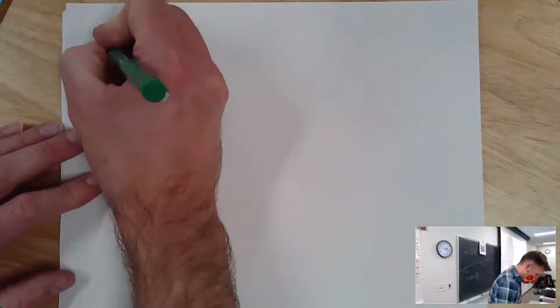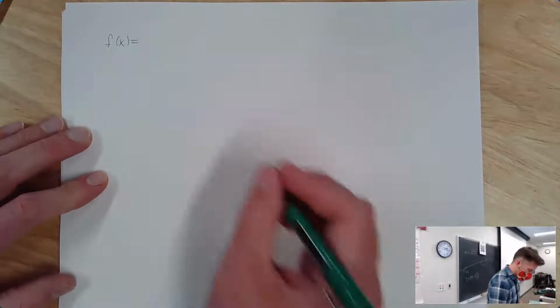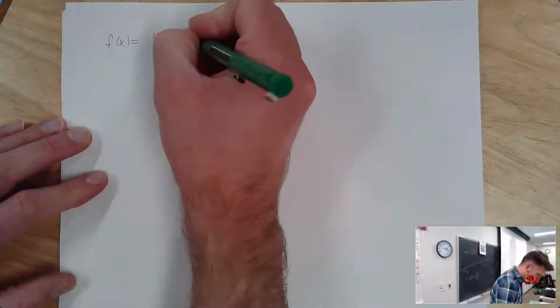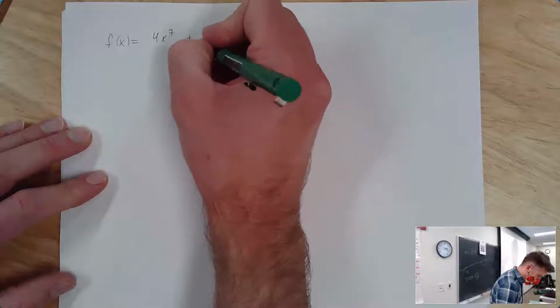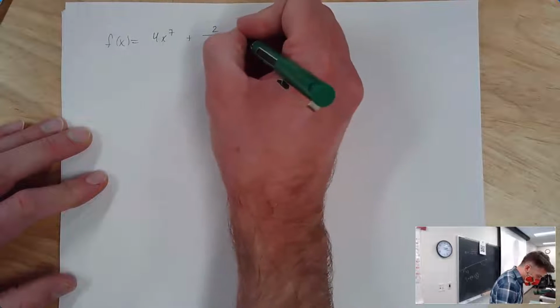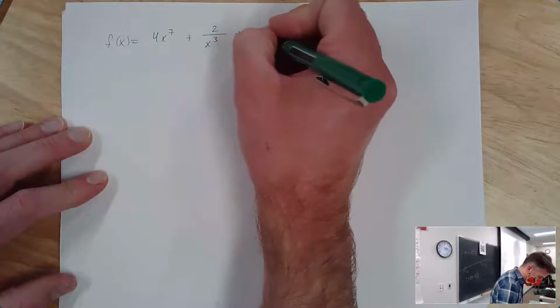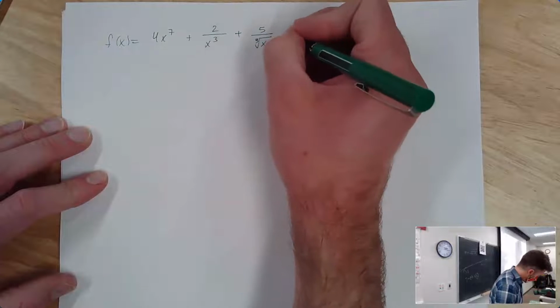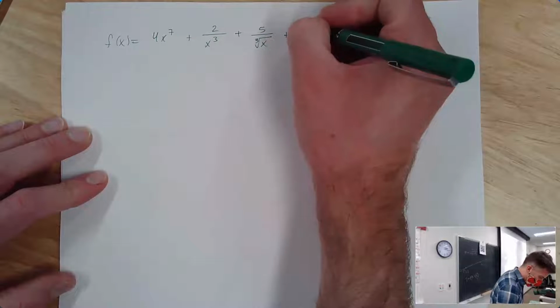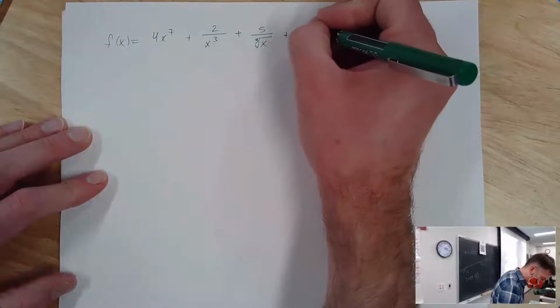All right. Let's say we had something like this. f of x equal to 4x to the 7th plus 2 over x to the 3rd plus 5 over the cube root of x plus e to the third.